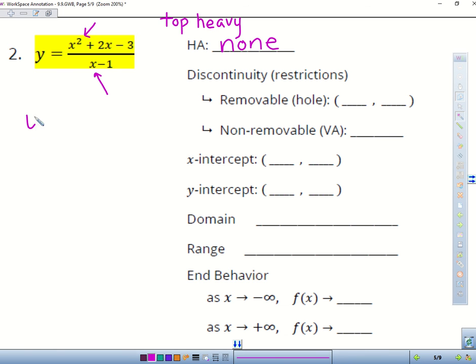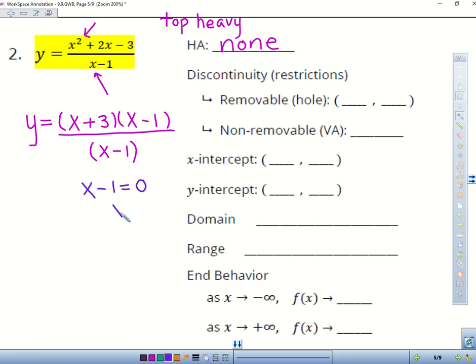Now the next thing you need to do is make sure this thing is factored, and unfortunately this one is not factored as much as possible, so we are actually going to finish factoring it. So how can I factor the numerator? Very good. Factors of -3 that add up to 2. Okay? So what we would do now is find our restriction in the denominator. So we set this denominator equal to 0 and we solve.